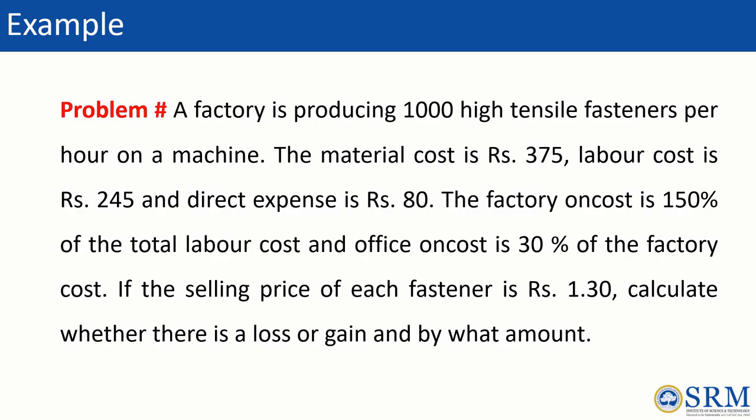Next we will move on to the final problem focused on profit and loss verification. A factory produces 1,000 high tensile fasteners per hour on an automated machine. For this hourly run, material cost is rupees 375, labor cost is rupees 245, and indirect expenses rupees 80. The factory on cost is 150% of the total labor cost, and office on cost is 30% of the factory cost. If the selling price of each fastener is rupees 1 rupees 30 paise, calculate whether there is a loss or gain and by what amount.